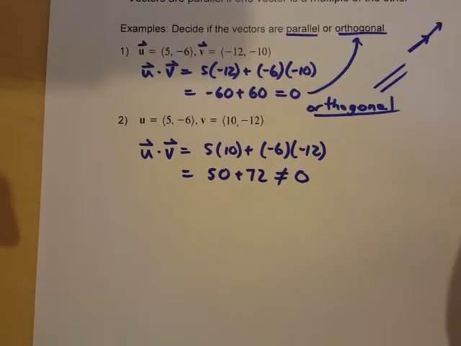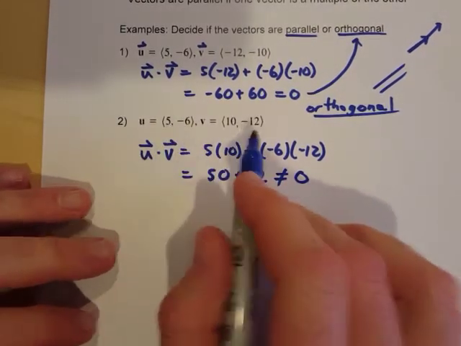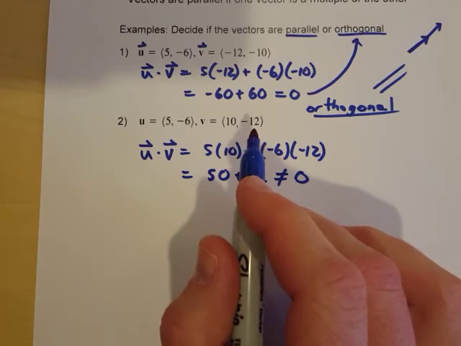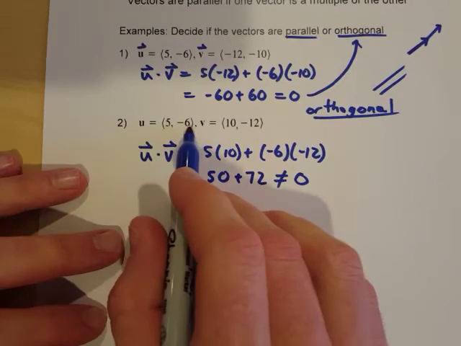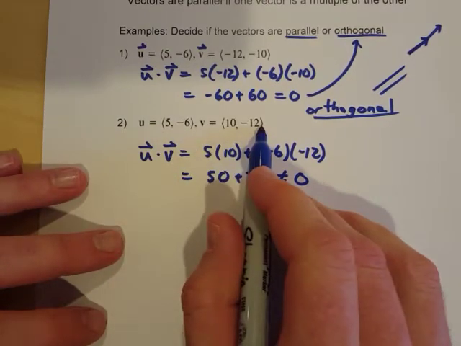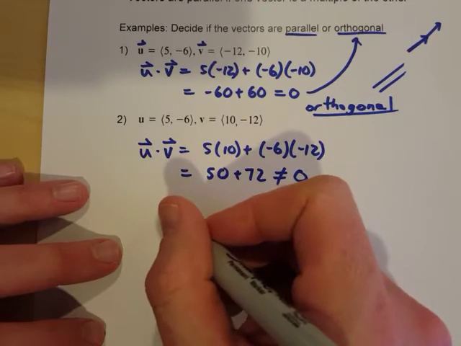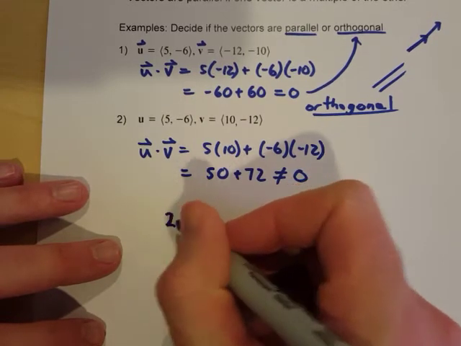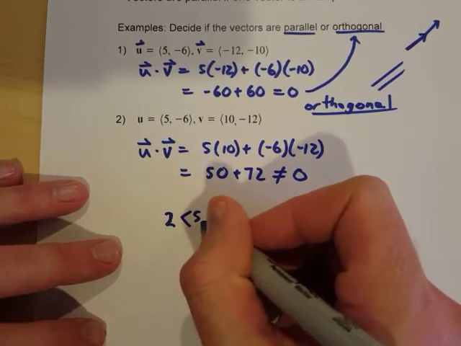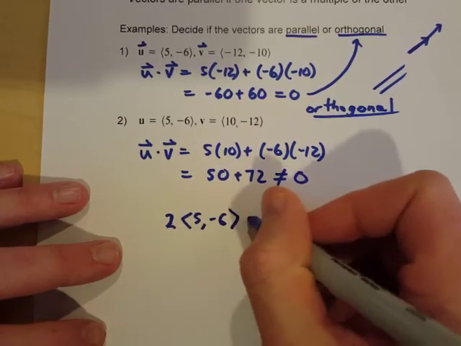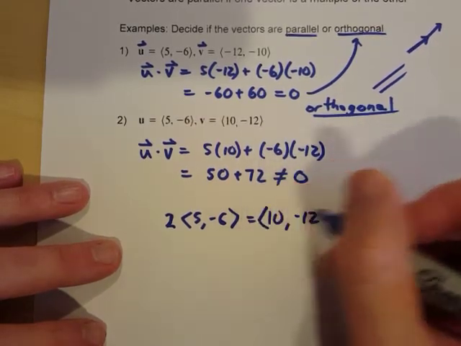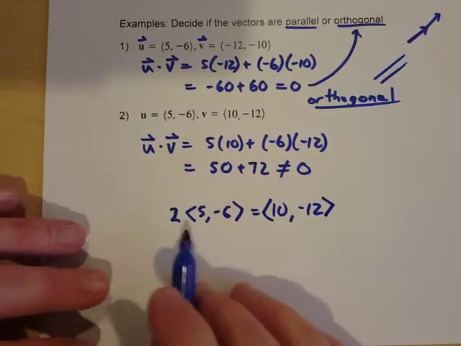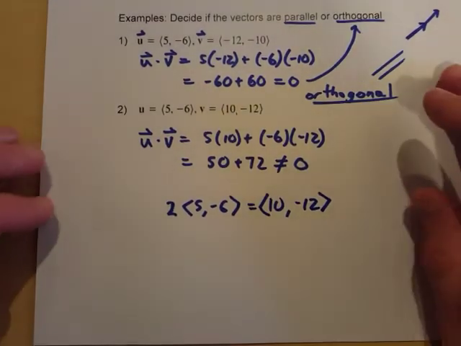Now the parallel thing is a little bit different. Parallel happens when two vectors can be represented as multiples of one another. So for instance, you see that 5, negative 6 is exactly half of 10, negative 12. So I could write this as 2 times 5, negative 6 equals 10, negative 12. If you can write a sentence like that where one is just a multiple of the other, then we are talking parallel.